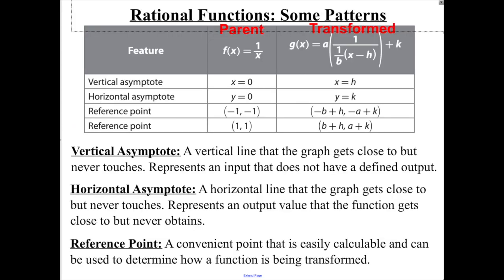Okay, so if I'm going to start to analyze this, I want to start by looking at some patterns. So here we have a table, and on the left, what we have is the parent function. On the right, we have the transformed function. And some common things we're going to want to look at are the horizontal asymptote, the vertical asymptote, and a couple of reference points.